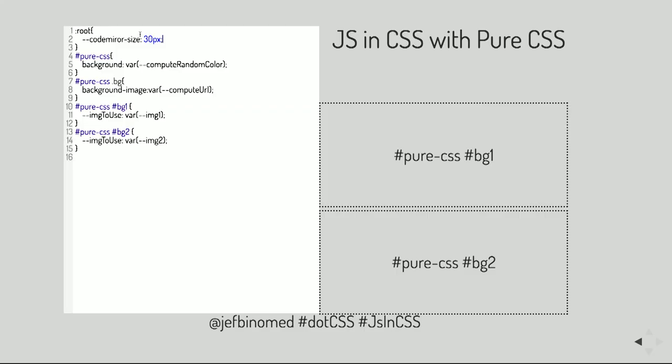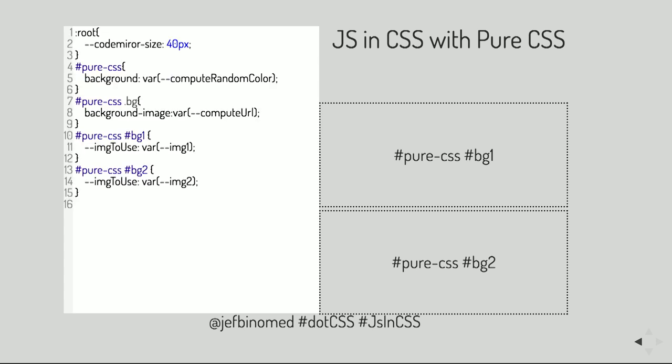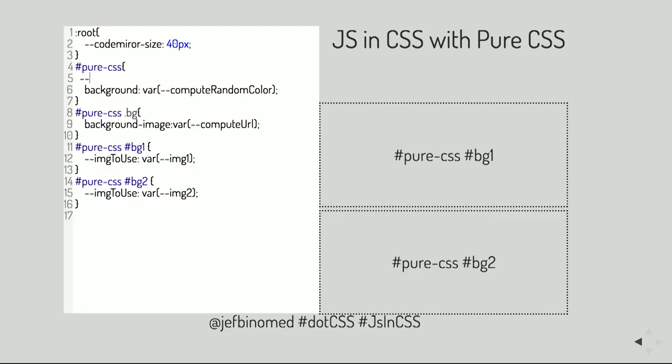I will use custom properties for that, because custom properties, if you don't know, are CSS variables and are very permissive. We can integrate lots of things in it that are considered a value, and a string like JS is considered a correct value. So let's see if I can, for example, generate a random color for my background.